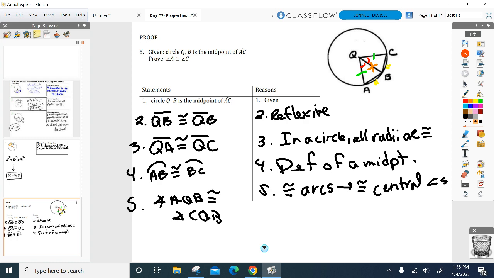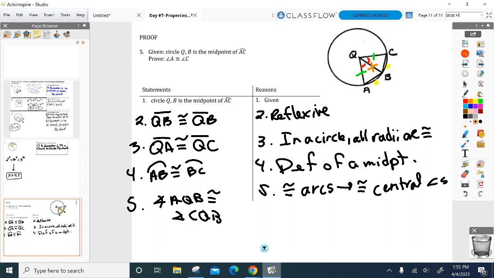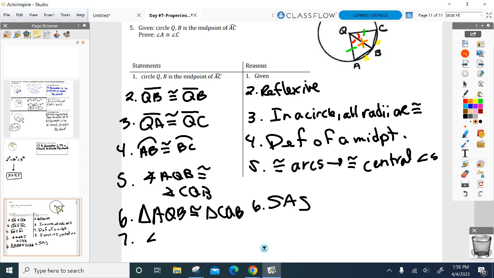And then based on the way we did this proof, why are the triangles now congruent? What's my method? Side angle side. If anybody did chords, it would be side, side, side. So make sure you put the correct one down based on whether you did chords or central angles. So triangle AQB is congruent to triangle CQB by side angle side, and then you know the deal, CPCTC.